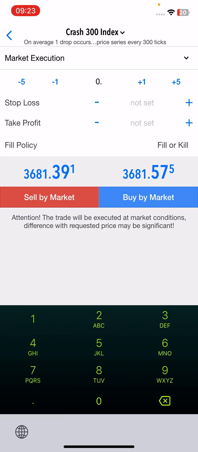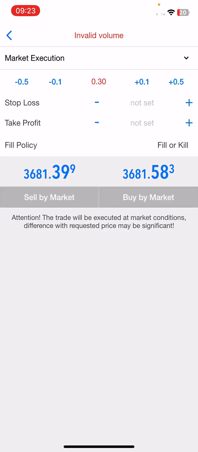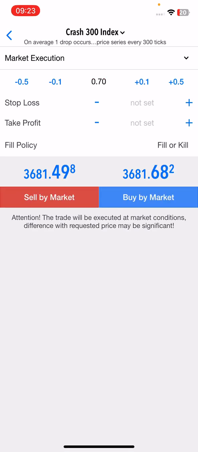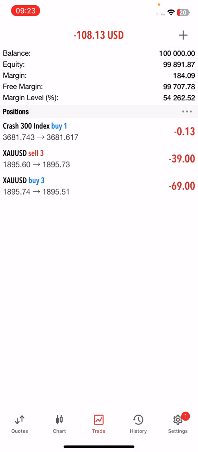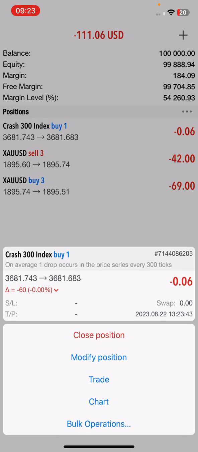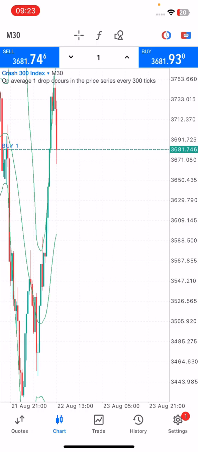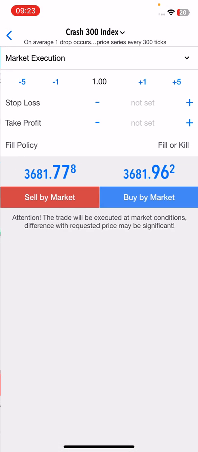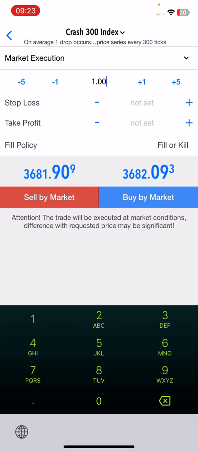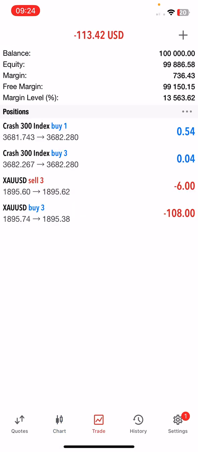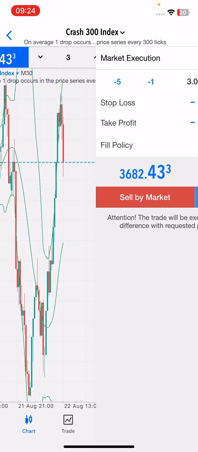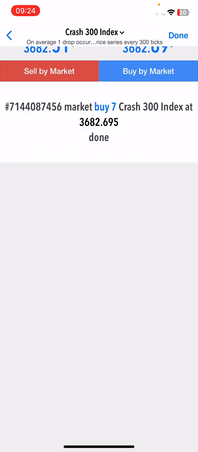For instance, let's start with 0.3. So we are buying Crash 300. I want to explain the concept of lot size. Here we are using 1 lot size, here we are using 3 lot size, and the third one we are using 7 lot size.